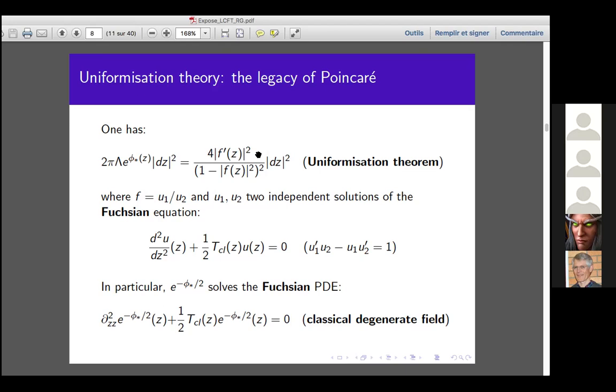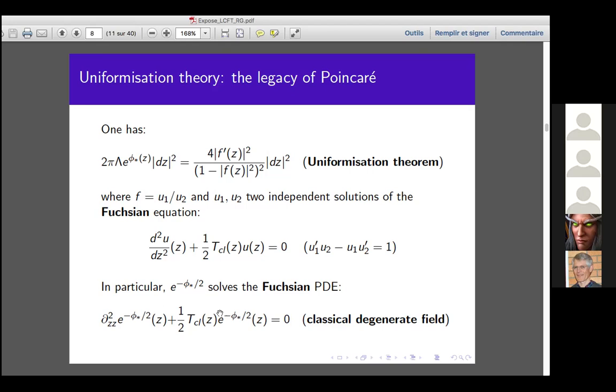Okay, and one thing you can see, and it's going to play a role, is that exponential of minus phi star over 2 solves this partial differential equation here. This is something you can actually see directly just by taking derivatives and using the fact that Laplacian equals exponential, etc. So this is kind of a 10-minute crash course on the uniformization theorems that were around in the 1890s.